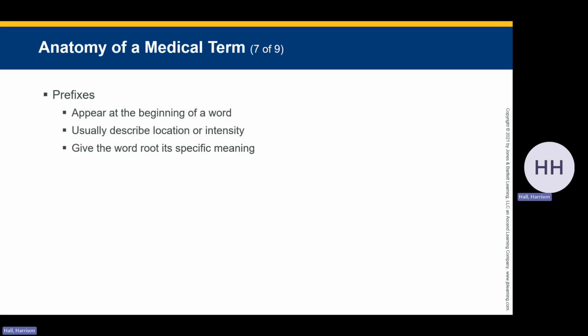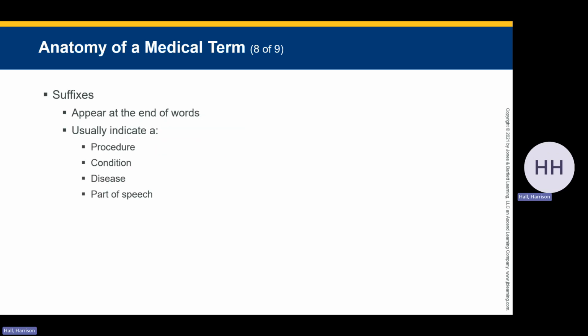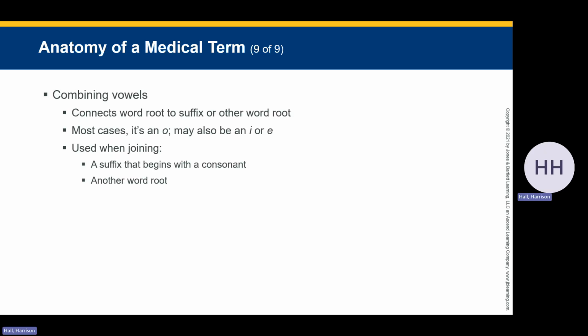So prefixes, just like they sound, begin at the beginning of the word, and they're usually going to indicate a location or intensity, like it says here, and provide a little more context and meaning to the root word. Suffixes go at the end of the word, and that's going to be a disease, a condition, a procedure, a type of specialist, something like that. And then combining vowels are where you take those other three parts and use combining vowels just to make it make sense.